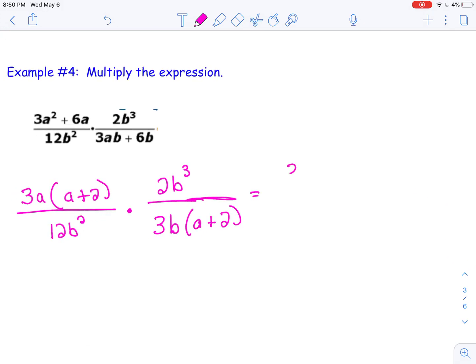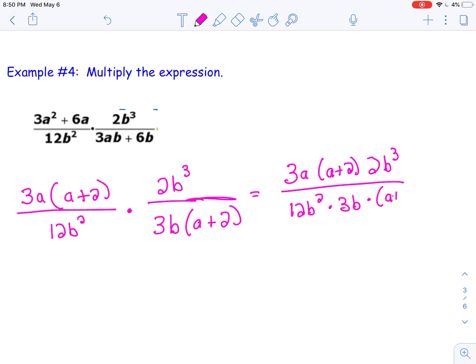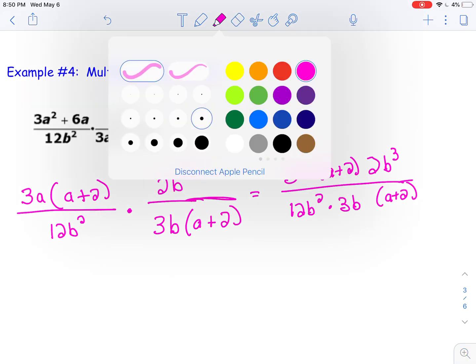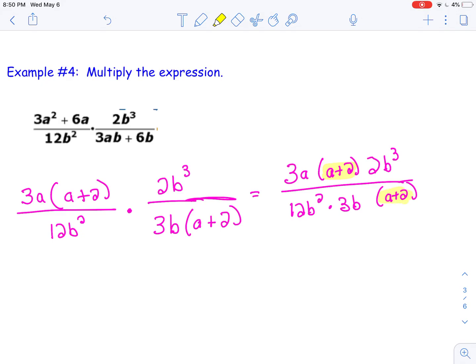So if I combine these, because I'm multiplying them, I'm going to get 3a times (a plus 2) times 2b cubed all over 12b squared times 3b times (a plus 2). So we have a lot of things going on here, so we got to look at what we can cancel. I'll be able to cancel the a plus 2's, so I'll cancel those right away. Let's look at the 3, it can cancel. Let's cancel those right away.